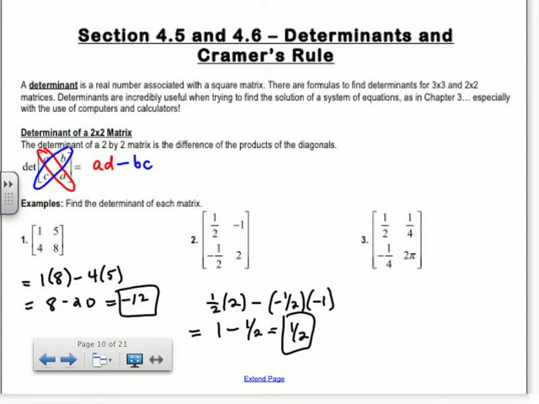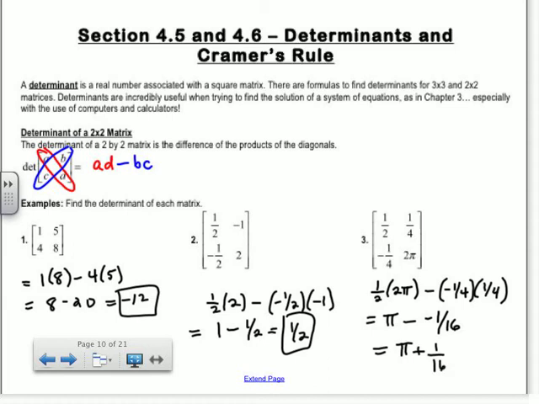Okay, the next one. Main diagonal, so 1/2 times 2 pi, so just pi, minus negative 1/4 times 1/4. So I have pi minus a negative 1 over 16. So it's pi plus 1 over 16, and you can leave it like that. That is a number.